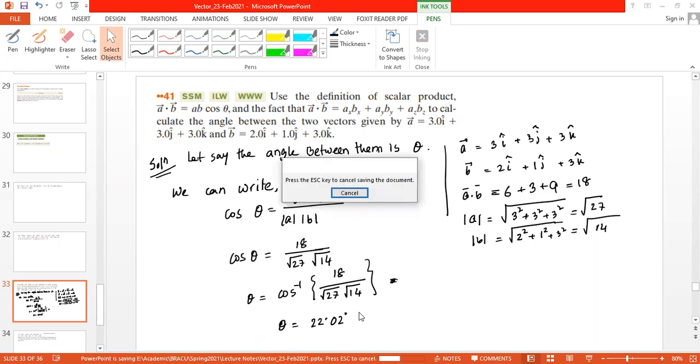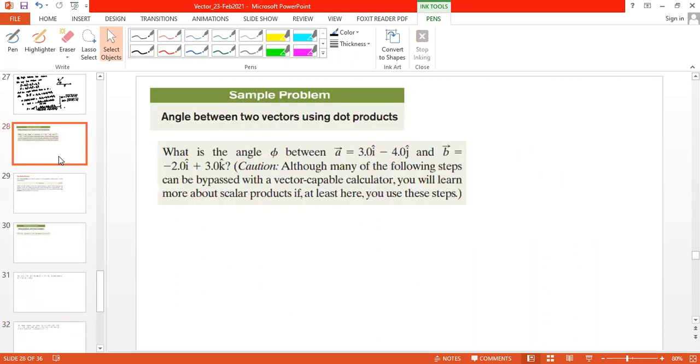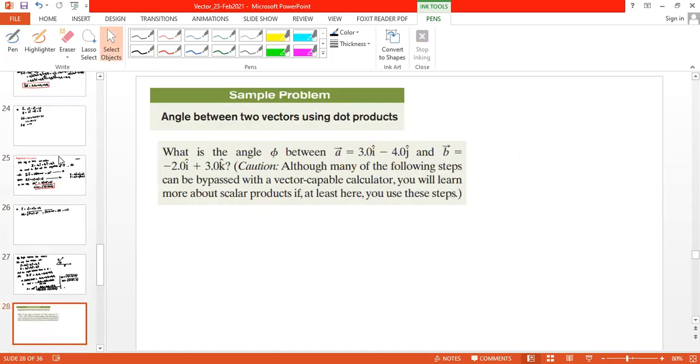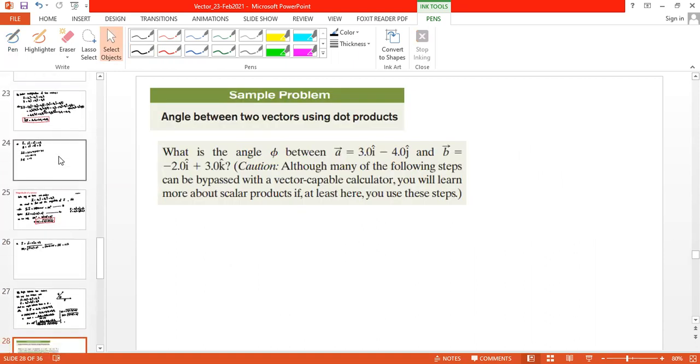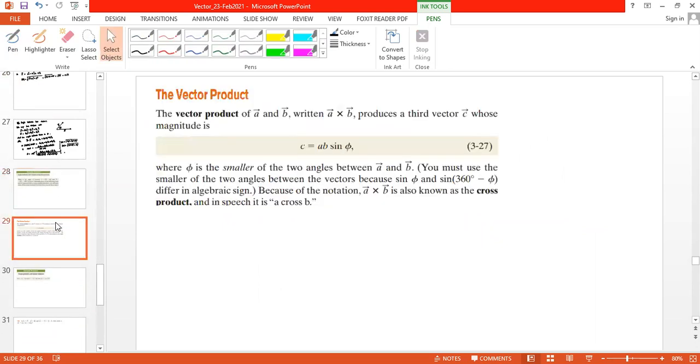Now let's go back to the theory part once again. We already told you guys that there exist two kinds of vector product. One is scalar product and the second one is vector product. You can multiply two vectors in two ways: one by scalar way and the second by vector way.